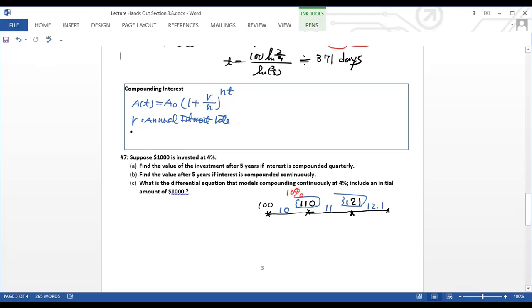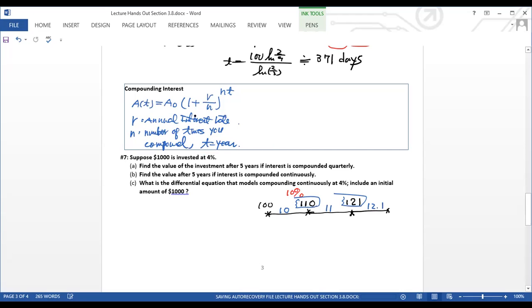What is n here? This is the number of times you compound per year. And t is the number of years. If you are compounding quarterly, then n is 4. If you deposit the money for 3 years, compounding quarterly, then the total nt is 12. That means you calculate your interest 12 times.